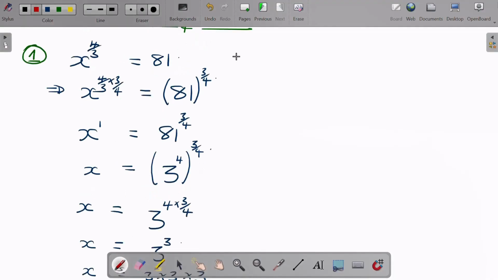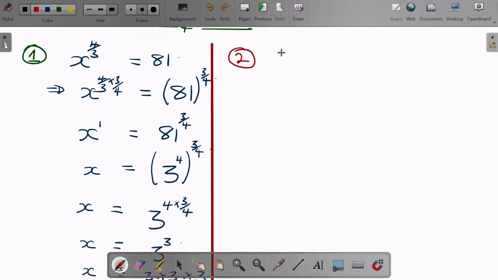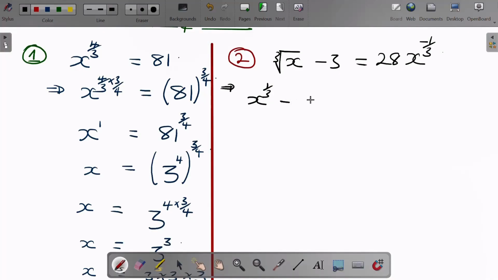We can have number 2 here. We have the cube root of x minus 3 equals 28x, but raised to power negative 1 out of 3. So this is the same as having x raised to power 1 out of 3. The cube root of x is the same as having x raised to power 1 out of 3 minus 3, giving us 28. Since this is a negative power, same as having 28 divided by x, but raised to power 1 out of 3.